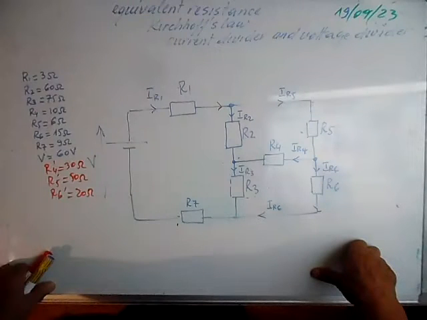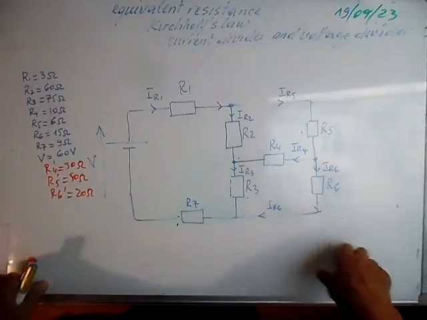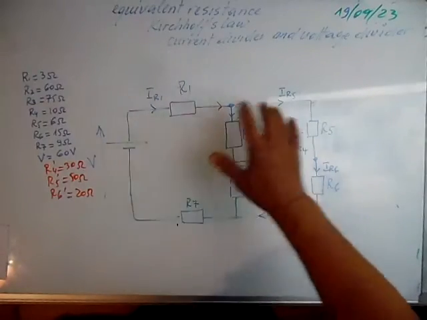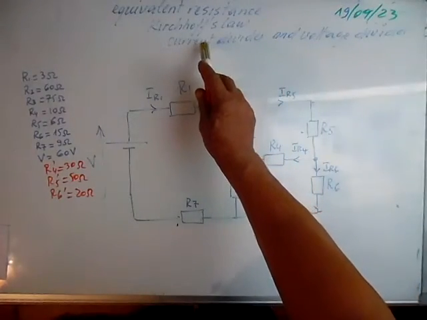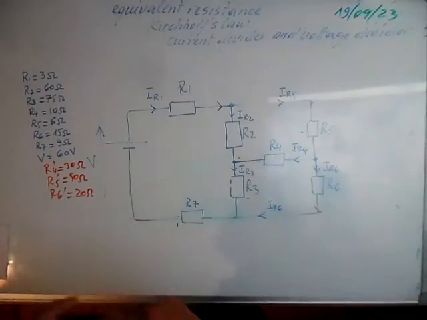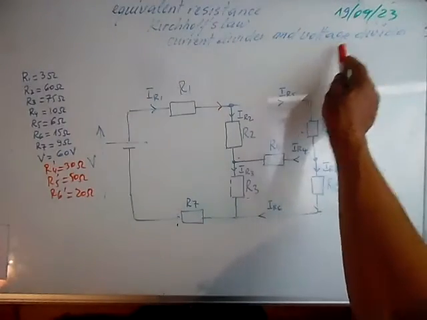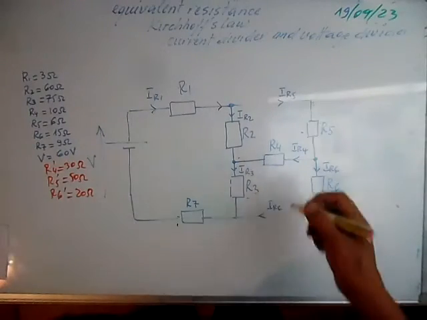We calculate the equivalent resistance of this circuit. We calculate IR1 and later we calculate the whole current using current divider. I'm going to use only current divider. I will explain how to use voltage divider.